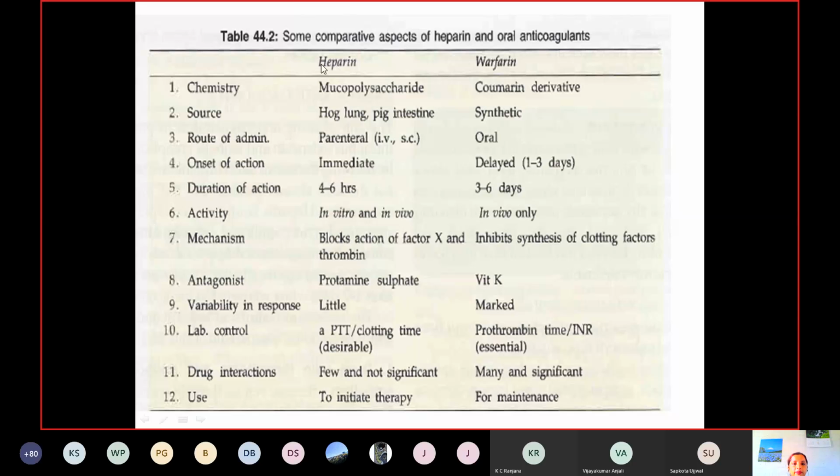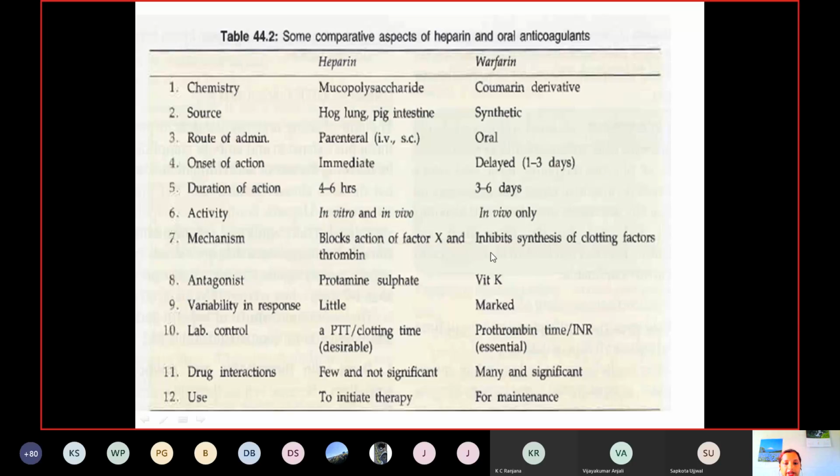Heparin should be given by the parenteral route, either intravenous or subcutaneous. Warfarin is given orally, because there is 100% bioavailability of warfarin. Onset of action is immediate with heparin, whereas it is delayed in the case of warfarin. Why? The reason you should also know. Duration of action: 4 to 6 hours, 3 to 6 days. Heparin can be used in vitro as well as in vivo, whereas warfarin can be used only in vivo.